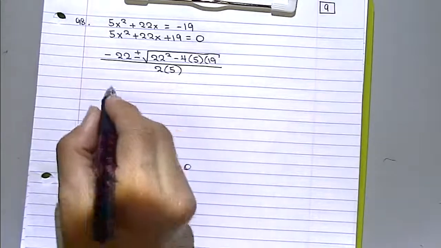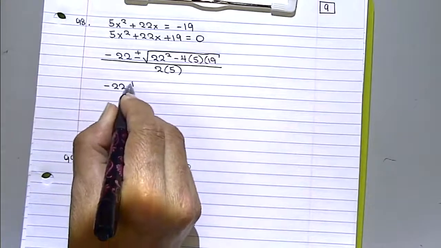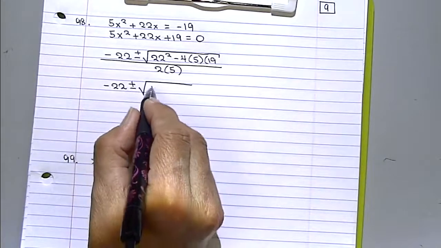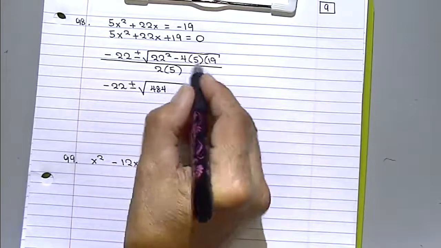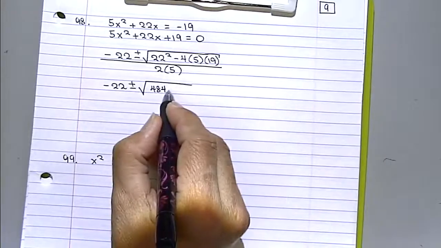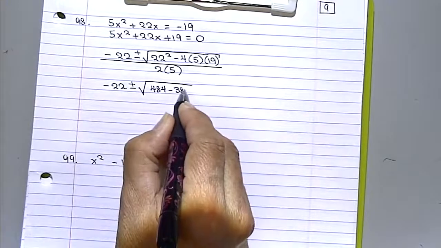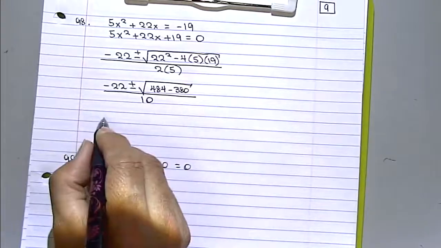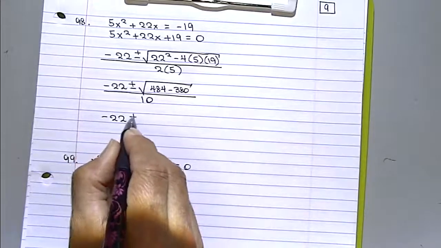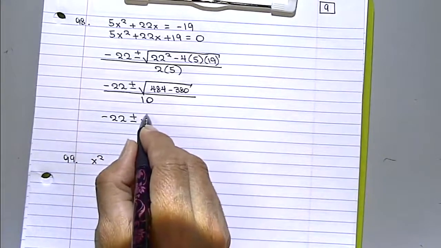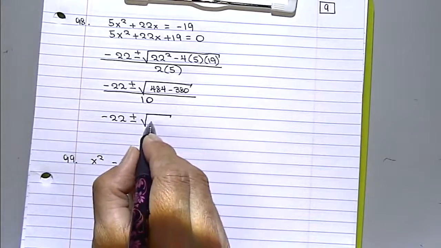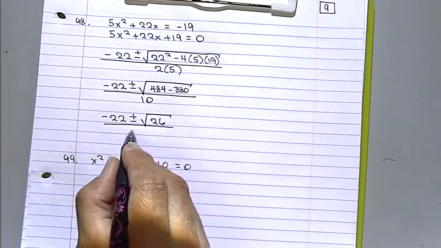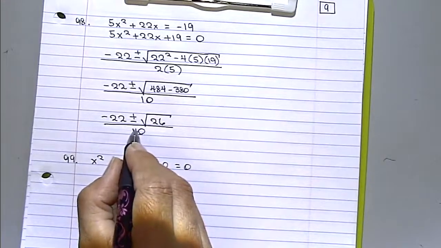You're going to square this first. Plus or minus the square root, and 22, let's see, all this comes out to be 484. This is negative 20 times 19 is what that is, which is a negative 380. And that's over 10, right? And this comes out to be a negative 22 plus or minus. And this is the square root of, what does that come out to be, 26, I believe, over 10, right?